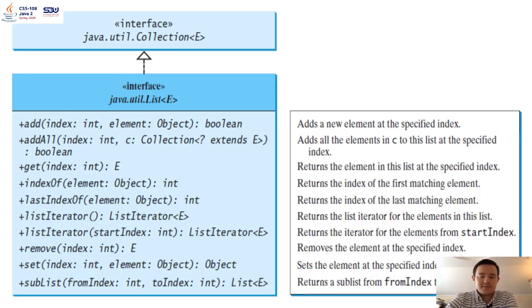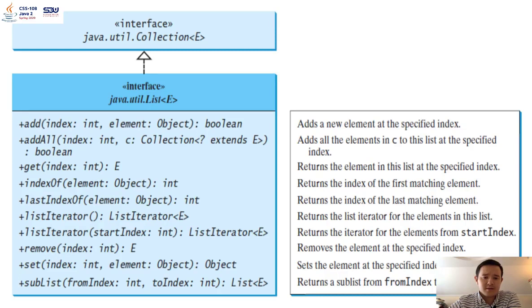Alright, let's continue. Now let's talk about lists. A list is an interface that extends the collection interface, and it defines a collection for storing elements in a sequential order. Two of the classes that implement the list interface are ArrayList and LinkedList. ArrayList and LinkedList both have the same common methods you can see in this UML diagram.